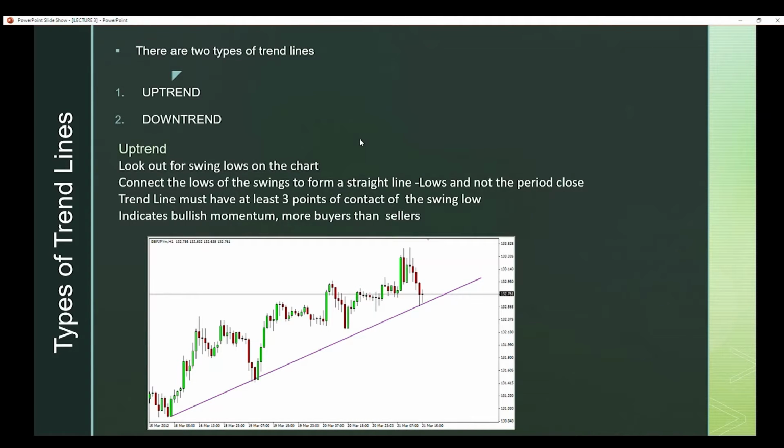Types of trend line. There are two types of trend line. The first one is uptrend and the second one is downtrend. Uptrend. How are we going to draw an uptrend?